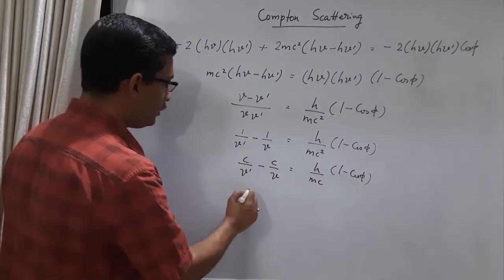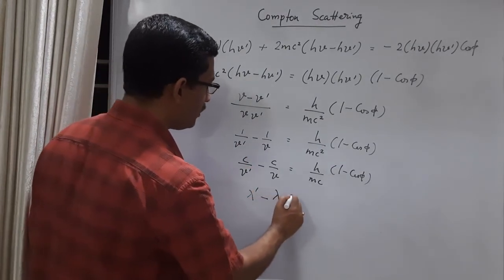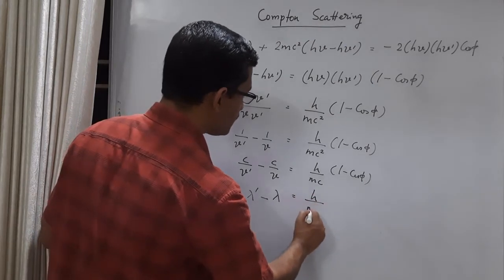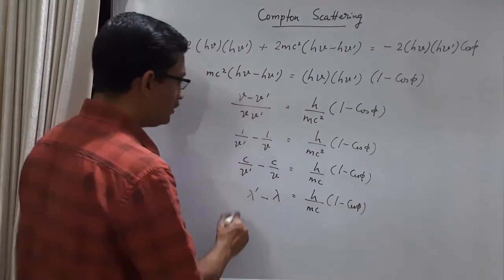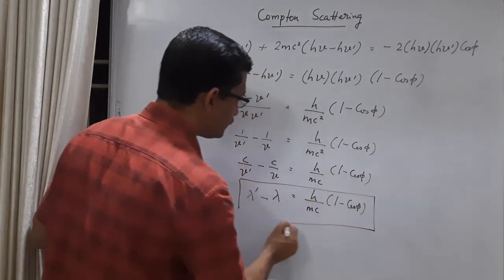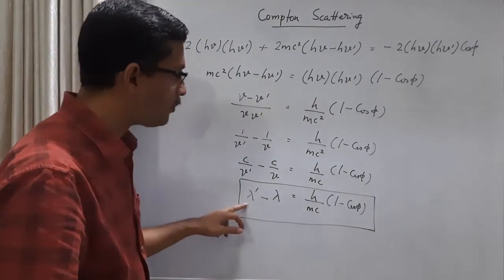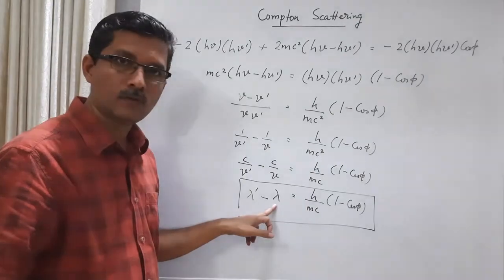So c by nu prime is lambda prime, c by nu is lambda, h by mc into 1 minus cos phi. This is the final expression for the wavelength shift in Compton scattering. What is lambda prime? It is the wavelength of the scattered photon. Lambda is the wavelength of the incident photon.